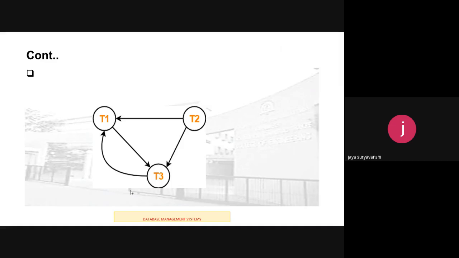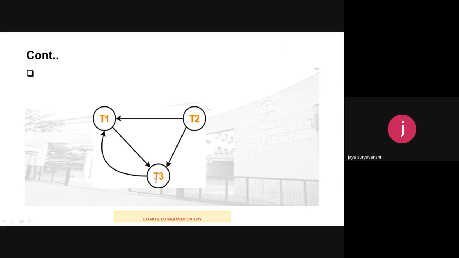Our next step is to find the dependency graph. From this dependency graph, we find that a loop exists. See, this is the loop: T1 is there and T3 is there. There is a loop between the transactions T1 and T3. So clearly there exists a cycle in the dependencies graph. Therefore, the given schedule S is not conflict serializable, because there is a loop between the two transactions, T1 and T3.